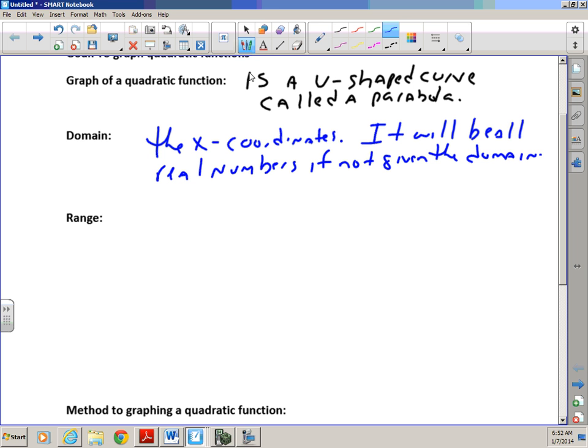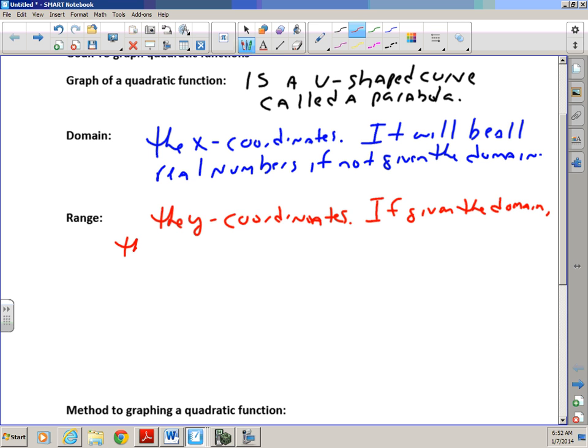Now, the range, as we've said before, those are the y-coordinates. Remember, domain, input, x-coordinates; range, output, y-coordinates. Now, if you're given the domain, then the range are the corresponding y values.